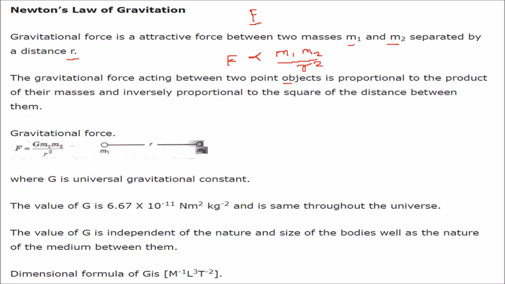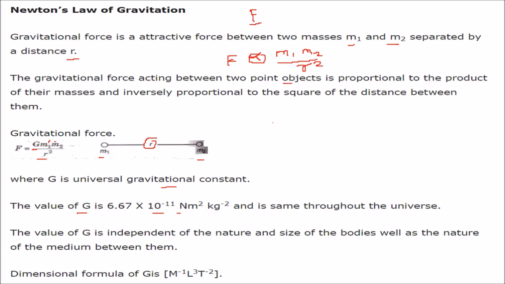This r is the distance between these two particles. In this case, this is mass m1, this is mass m2, and there is a distance of r between them. So F is directly proportional to m1 m2, and inversely proportional to the square of the radius. When we remove this proportionality sign, we have this capital G, which is called the universal gravitational constant. The value of G is 6.67 times 10 to the power minus 11 newton meter square per kg square.